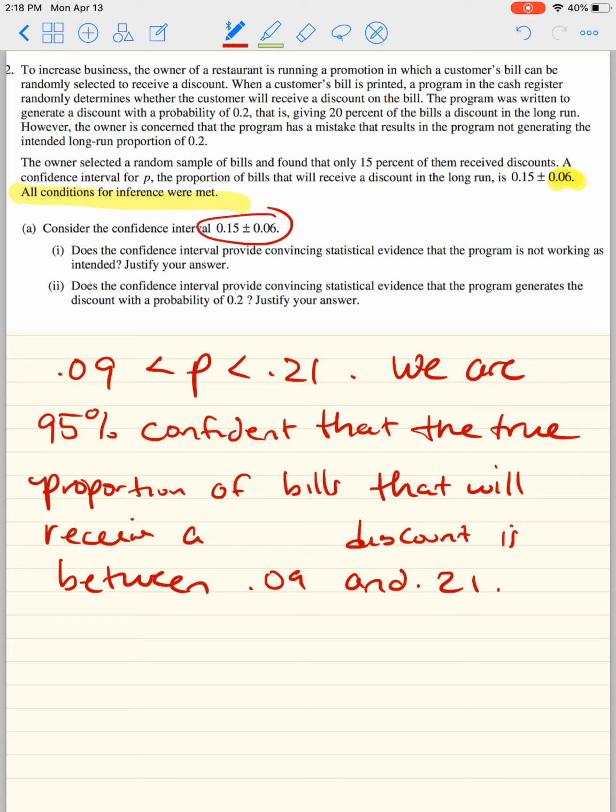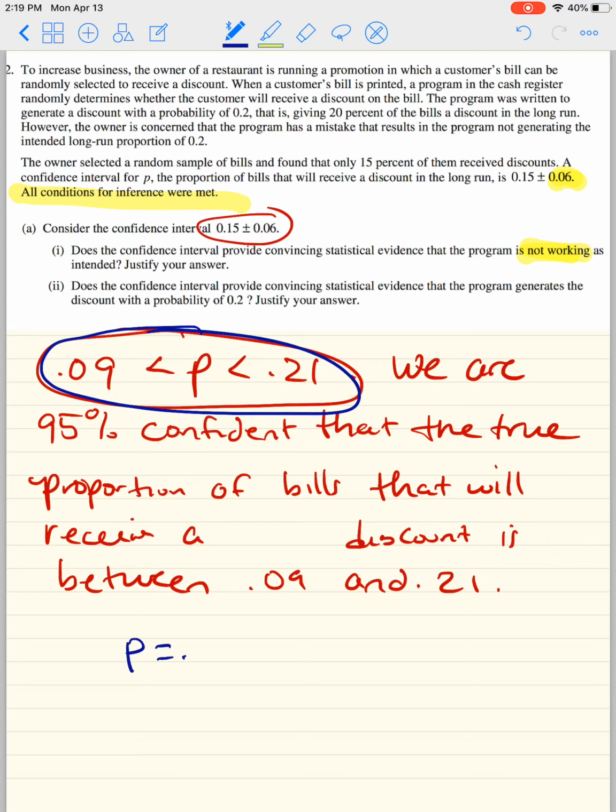So let's read the question. Does the confidence interval provide convincing statistical evidence that the program is not working? Well, the program is working because 0.20 is a number that's in here. We have 0.20. That's a number that's in between here. So if you thought about it from a hypothesis point of view, it's P equals 0.20, or let's say P does not equal 0.20. Well, 0.20 lies in here.